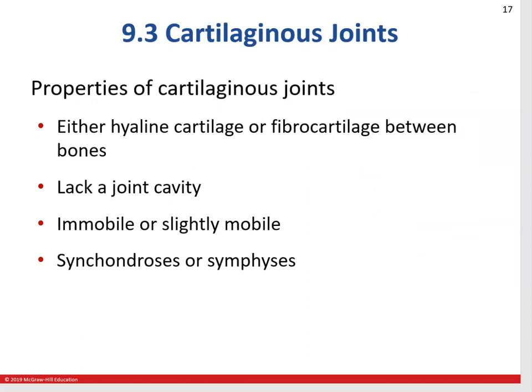Now let's look structurally at cartilaginous joints. Cartilaginous joints are going to use either hyaline or fibrocartilage to adhere the articulating bones together. Once again, there's no joint cavity, and once again, this joint is either going to be immovable or slightly movable, immobile or slightly mobile. And the two kinds are synchondrosis and symphysis.